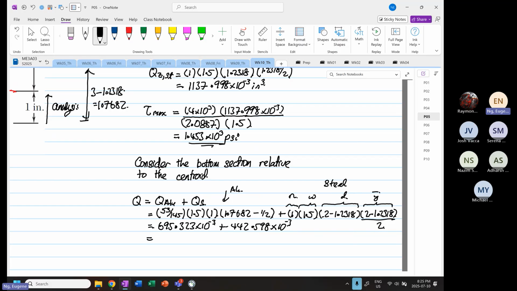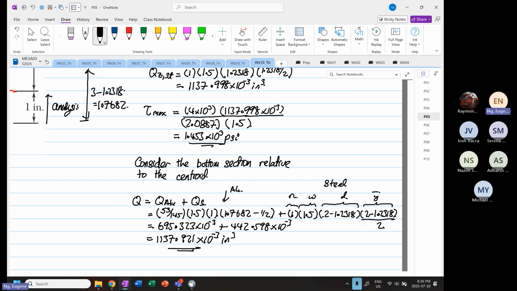So this will be equal to 695.323 times 10 to the power minus 3 plus 442.598 times 10 to the power minus 3. So it'll be equal to 1137.921 times 10 to the power minus 3 inches cubed.